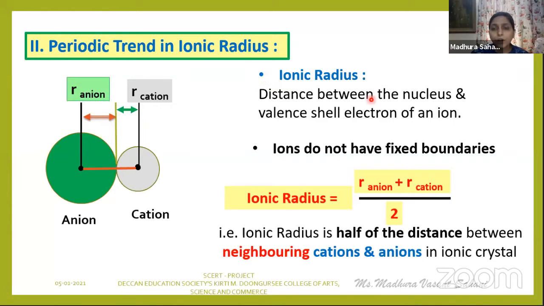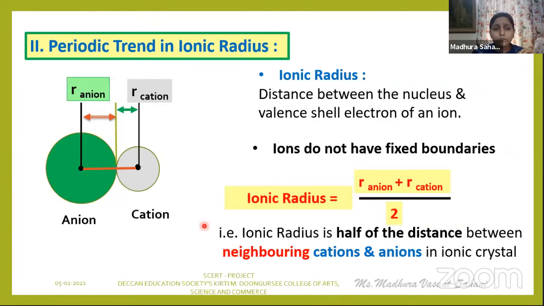Now see here. In case of ionic radius, we can say that ionic radius is the distance between the nucleus and the valence shell electron of an ion. But again, very similar to the atom, ions do not have a definite boundary. Therefore, ionic radius can be calculated as half of the distance between neighboring cation and anion. Hence, ionic radius is calculated as radius of anion plus radius of cation divided by 2.